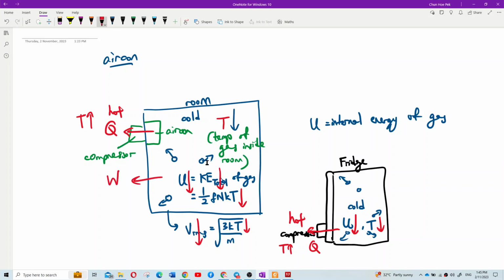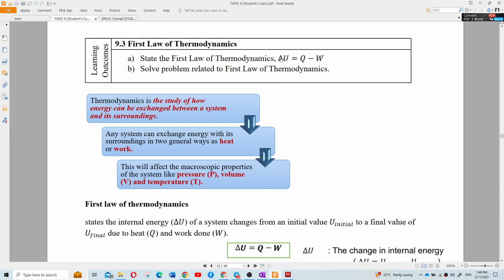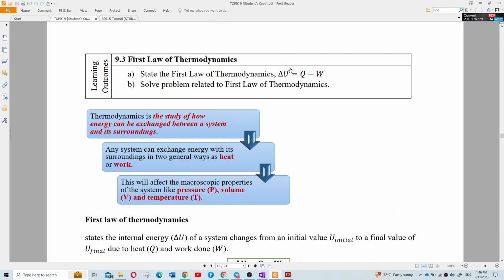That means if this room is able to do some work, the internal energy of the gas will also decrease. This work done is for another system. So that one also I will discuss. Okay. So the internal energy of gas can change in two ways, either by heat or work done. Okay, I will explain both.